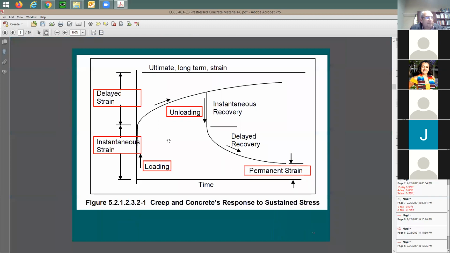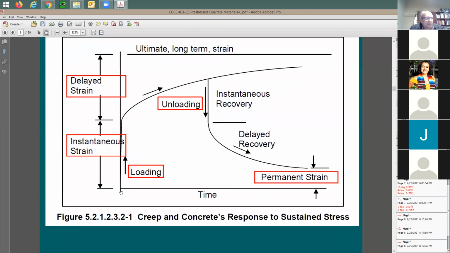Again, this is going to be what? This is going to be the creep. You're going to have elastic shortening, which is this instantaneous strain. This is going to be the elastic strain. This is going to be the creep. At any point here, I can draw a horizontal line and say here's the total strain from this point to that point.